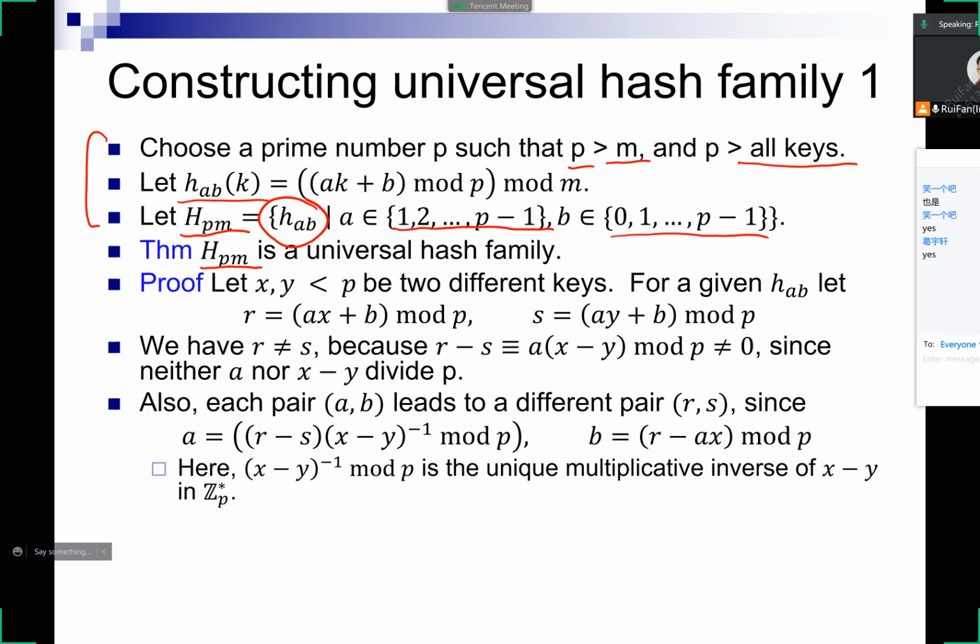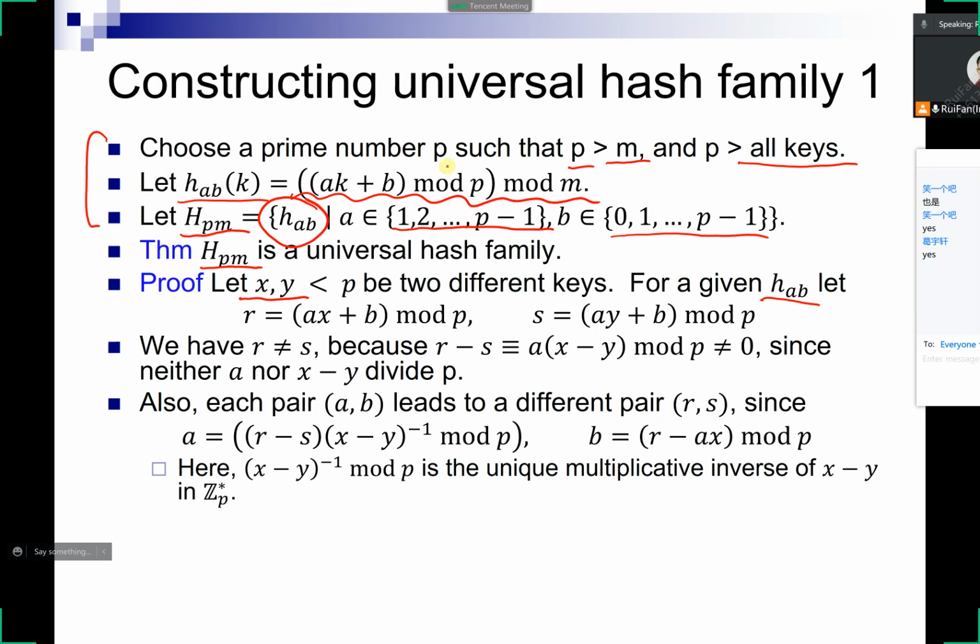So what we're going to do is pick two different keys x and y, and we want to see what their collision probability is. First of all, we know that x and y are both less than p, because we pick the prime to be larger than all possible keys. All right, now suppose you picked a random hash function h_ab. Then, if you have these two keys x and y, h_ab is going to compute this function over here.